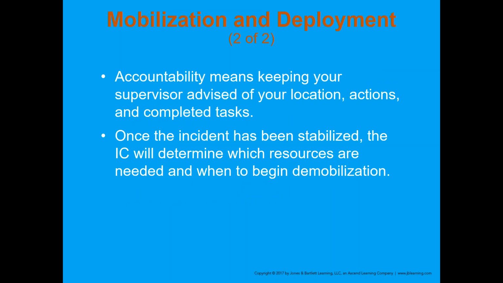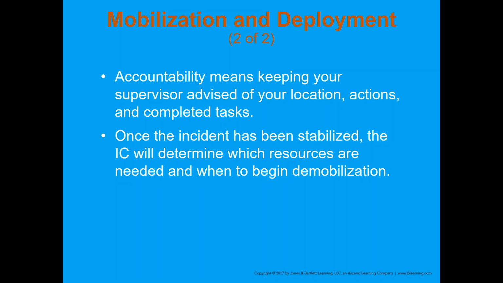So accountability. We have to let our supervisors know where we are, what we're doing, and what we've been successful with. It helps keep us safe. That way they know where we are in case something goes wrong. It also lets them know what they need to report to Incident Command, whether we're being successful or whether something needs to change.